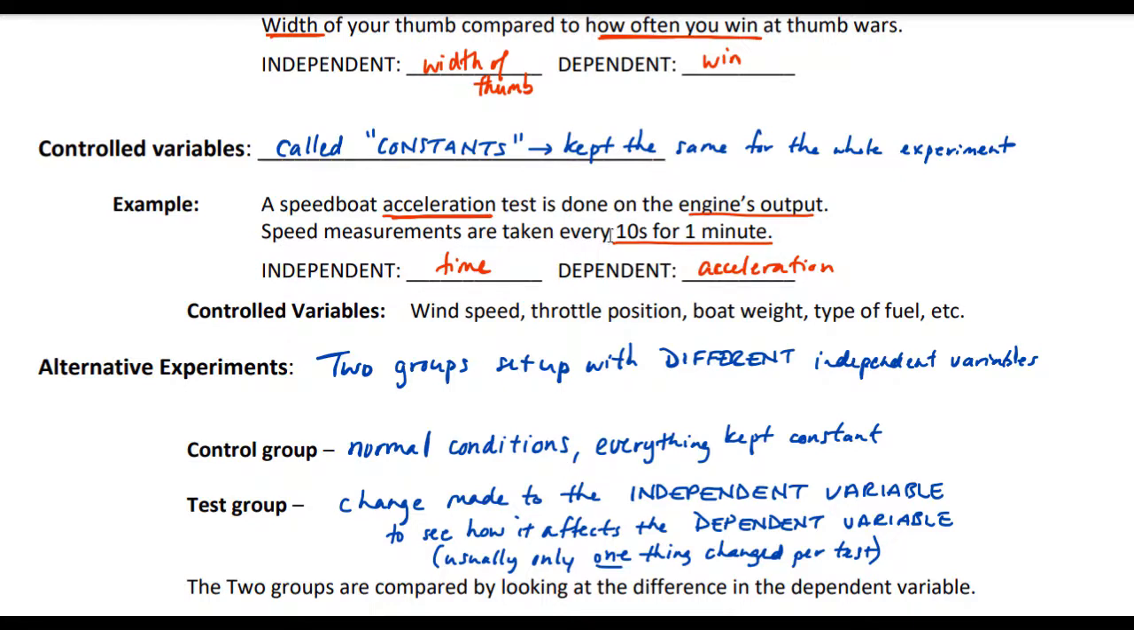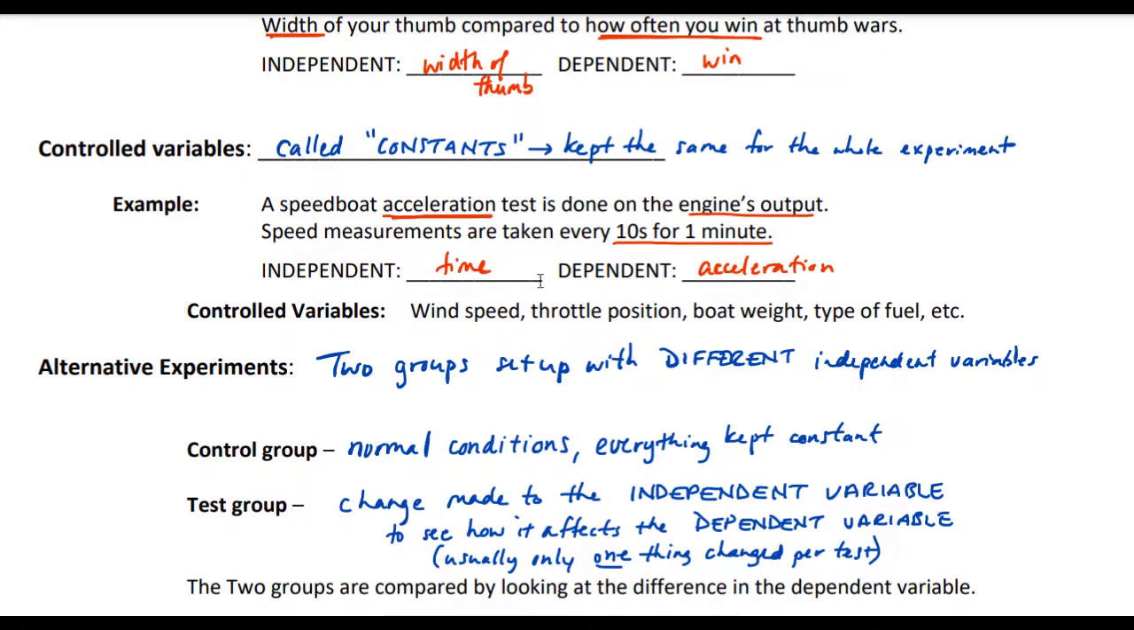So the speed measurements, let's say they're taken every 10 seconds for 1 minute. So let's say at time 0 we measure the speed, at 10 seconds, 20 seconds, 30 seconds, 40 seconds, and so on, all the way up to 60 seconds, we're measuring the speed, okay? And we're going to see how much it can accelerate at each of those time intervals. So at 10 seconds, how fast is it going? At 30 seconds, how fast is it going? At 60 seconds, how fast is it going? So how fast it's going depends on what time you looked at. The time doesn't depend on how fast it's going.